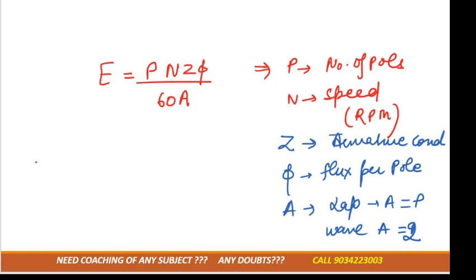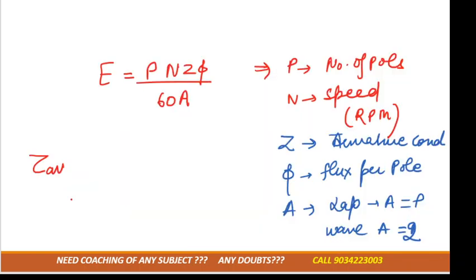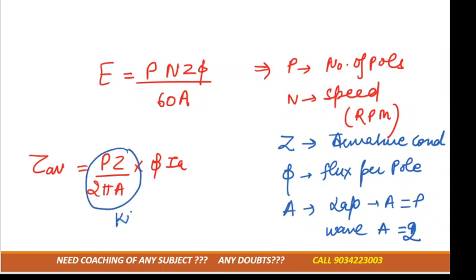Clear? Now we have the formula for the torque also. The average torque that we have just now is P Z divided by 2 pi A into phi into Ia. Why have I written this separately? Because these are constant terms. We can't change the number of poles, the number of armature conductors, and the type of winding after making the motor. So this is the torque formula.